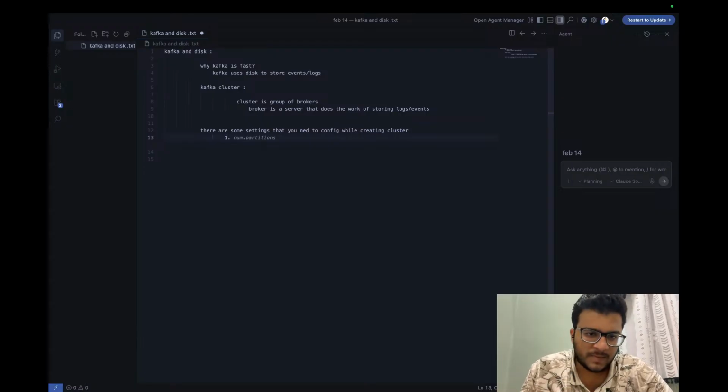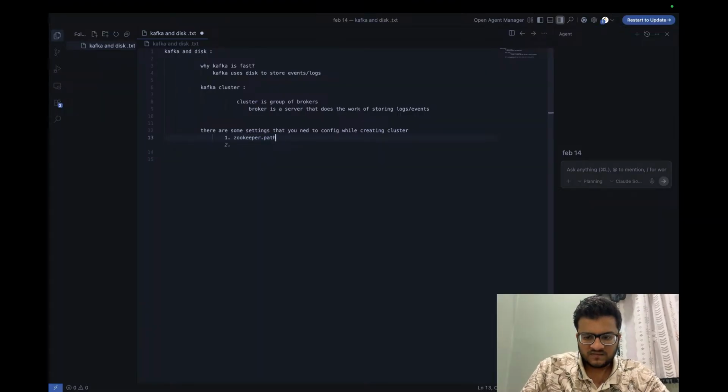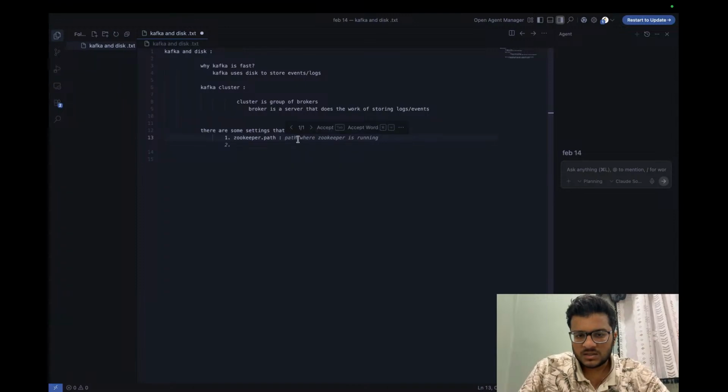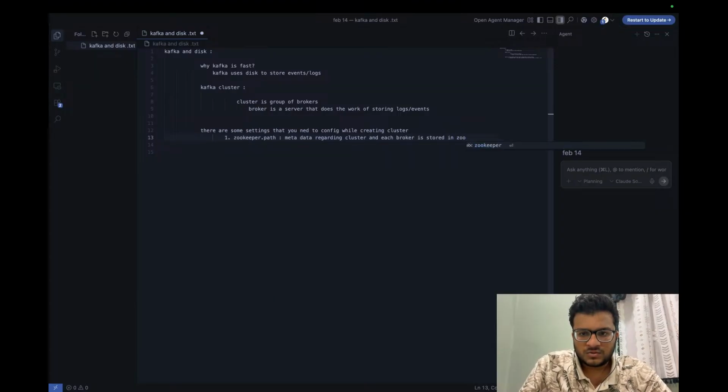Apart from the partition thing, let's only go to brokers and the hardware part mostly. Partitions are logical terms, but let's not go to that. Let's go to the broker part. This is one of the settings, zookeeper.path, if I'm not wrong. It's the path where ZooKeeper is running. But what actually gets stored in ZooKeeper? Metadata regarding the cluster and each broker is stored in ZooKeeper.